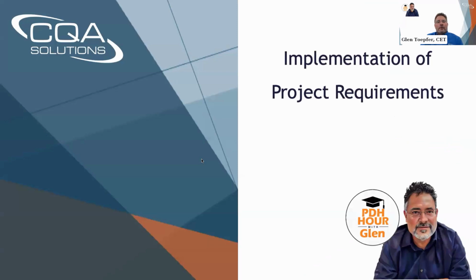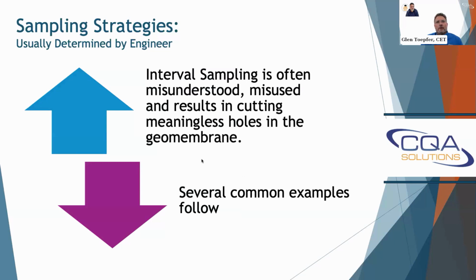Then we talked about implementation of the project requirements, and I started really with the engineering. A lot of the engineers we've worked with, the interval sampling really is misunderstood and basically meaningless. If you're just wheeling off 500 feet, marking a destructive sample, you're cutting a hole in the liner that's, in most cases, probably not telling you anything you don't already know. The seam's probably going to be good in most of those cases. And I'll show you a few examples of the different things we've seen throughout this presentation.